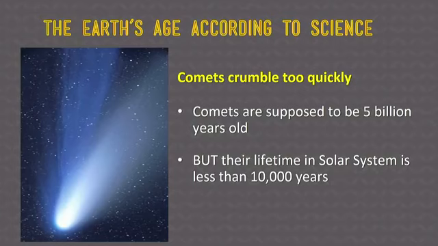Now, everyone says the comets came into existence at the same time as the solar system, and they say that was 5 billion years ago. But these comets are disintegrating so rapidly that in less than 10,000 years there should be none left. So because we still see them today, it means that the solar system is less than 10,000 years old.